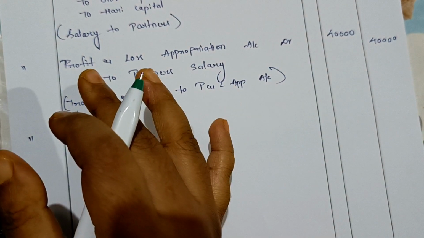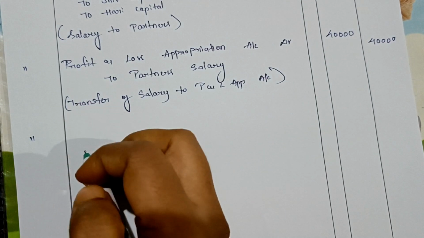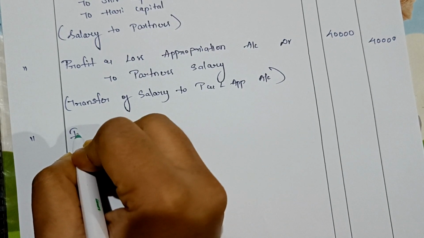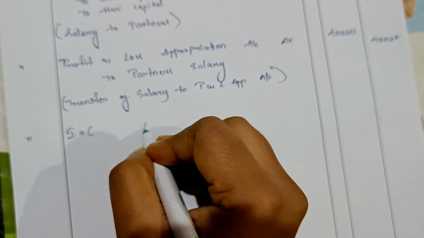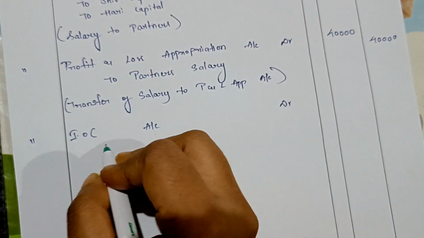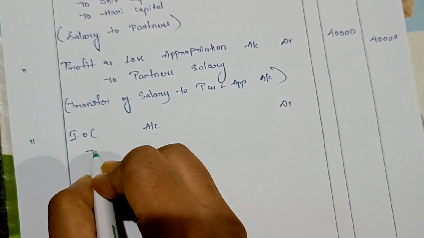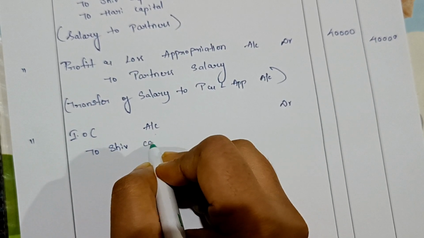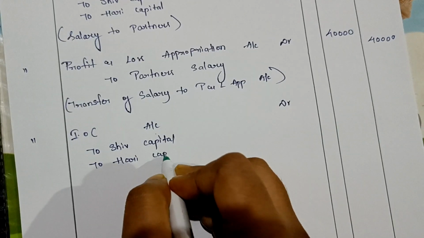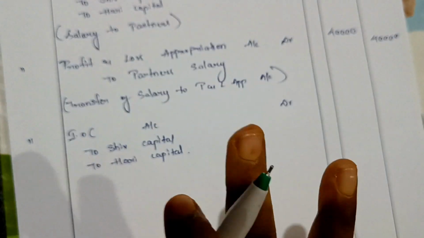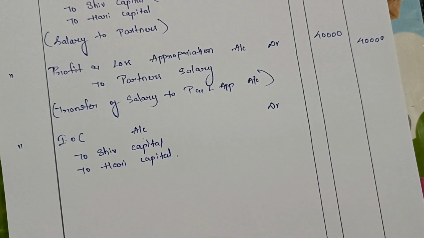So first we will divide the interest on capital according to the capital introduced by them. I am writing it in a short form, so I am writing here IOC. You have to write this in full form. So IOC account debit to Shiv capital, to Hari capital. Now here needs a calculation. So we will do it in our working note area.